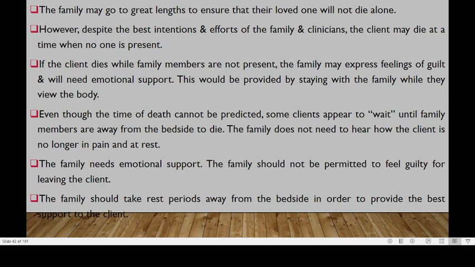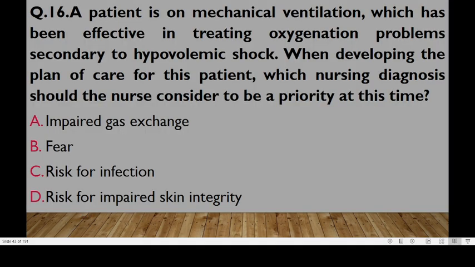Even though the time of death cannot be predicted, some clients appear to wait until family members are away from the bedside to die. The family does not need to hear how the client is no longer in pain and at rest. The family needs emotional support. The family should not be permitted to feel guilty for leaving the client. The family should take rest periods away from the bedside in order to provide the best support to their client.